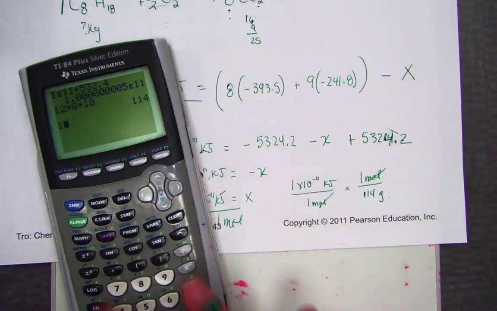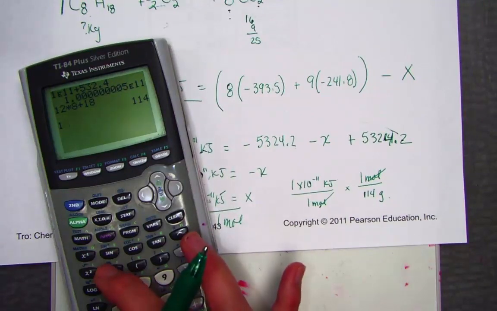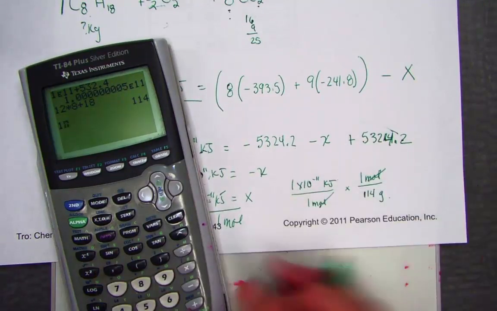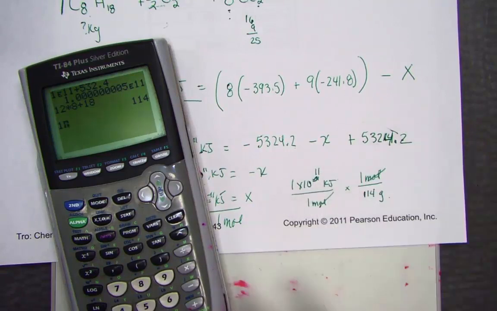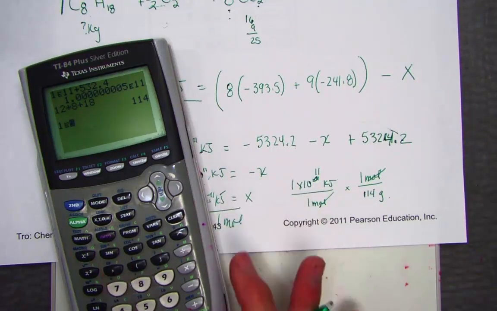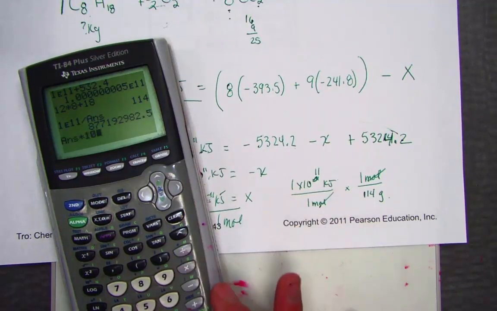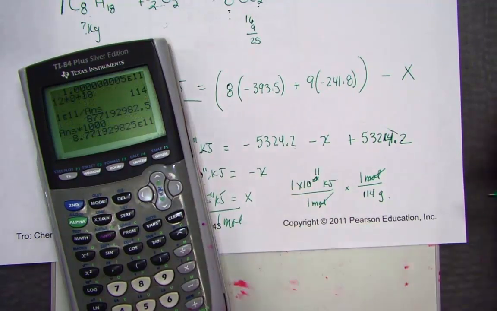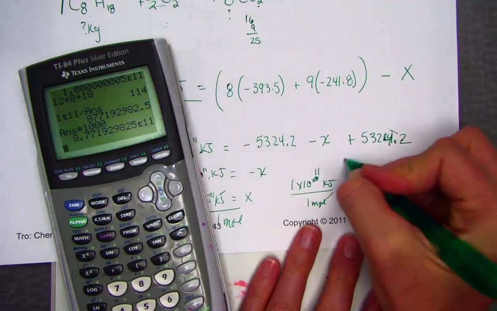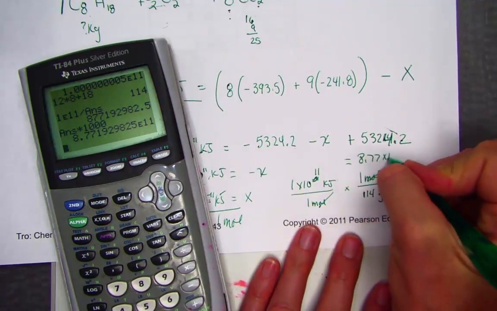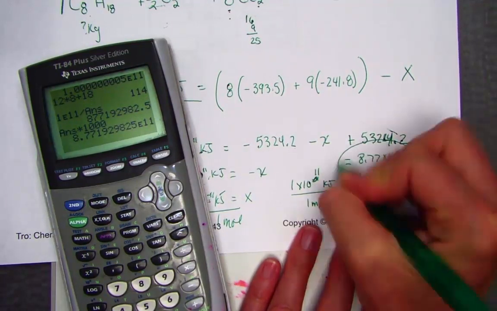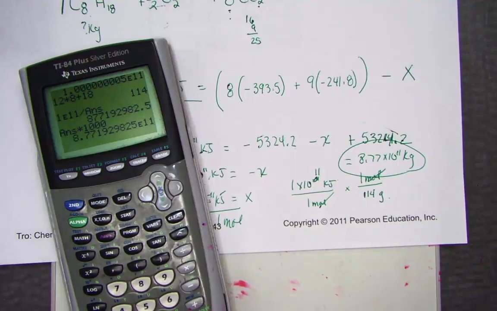So 1E11. That's not negative, it's positive 11. Divided by that number, and I'll just go times 1,000, and it's still quite a bit. 8.77 times 10 to the 11th kilograms of fuel would combust to produce such a large amount of heat energy.